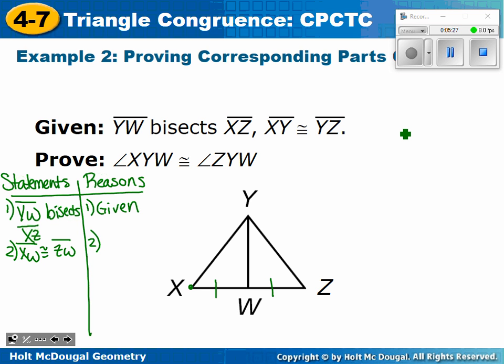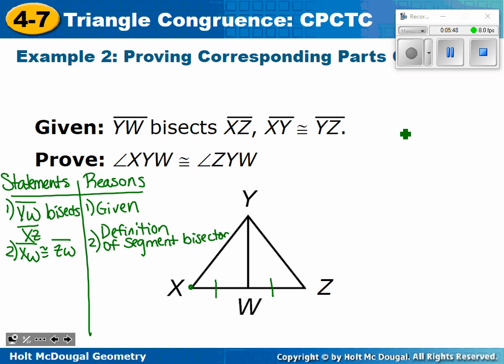Okay. Always look for the word that they gave you. If they gave you a word, that's what you use, that's going to be your definition. So definition of, and this time it's a segment, so definition of segment bisector. If it's an angle, it'll be angle bisector. Okay, so we have one side marked congruent.